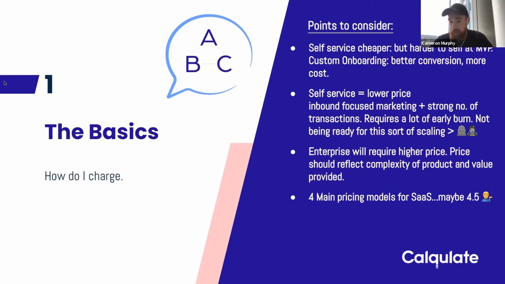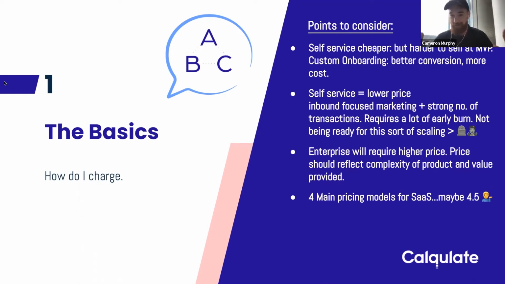The flip side is enterprise. So the price should reflect the complexity of the product and the value provided. If you're providing a super valuable product and charging too little for it, obviously everyone wants to buy it. But very often the complexity involved with getting set up means that there's a hidden cost, usually in the customer service or customer success side.